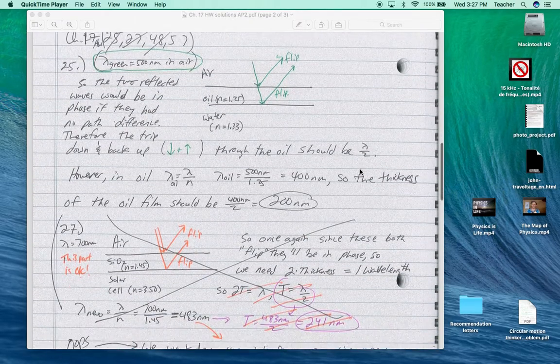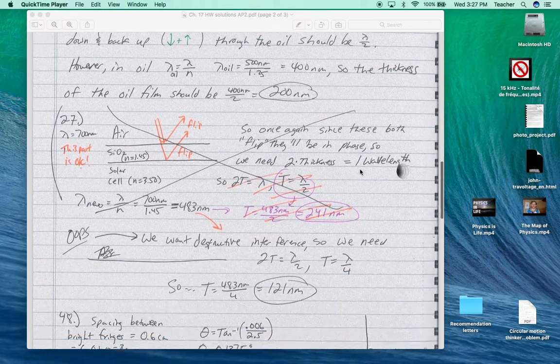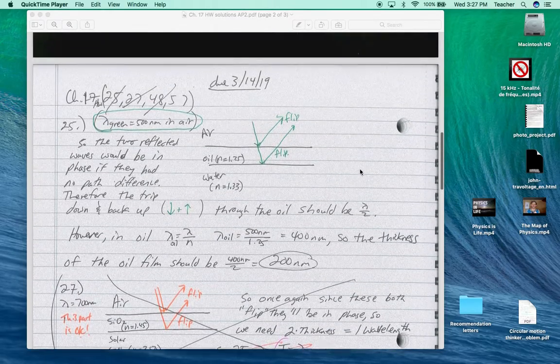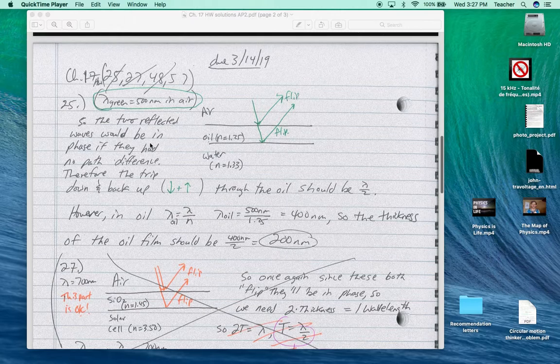Looking at problem 25, and I was going to do 27, I screwed up. So for 25, we're looking at constructive interference. So it flips at both surfaces here, on the oil, which has an index of refraction of 1.25, and on the water, which has an index of refraction of 1.33. Why does it do that? Because each of these materials is more dense than the material it's coming from. So 1.25 is greater than air, which is 1.00. Water is greater than oil.